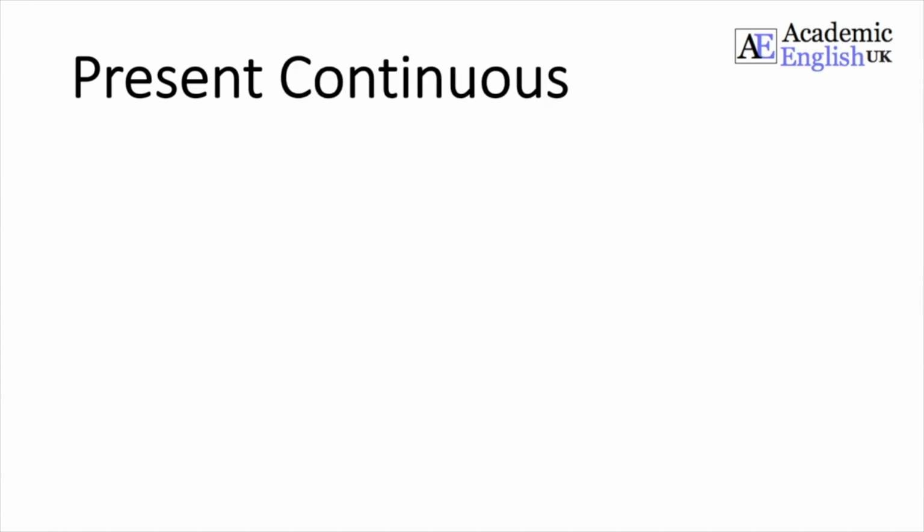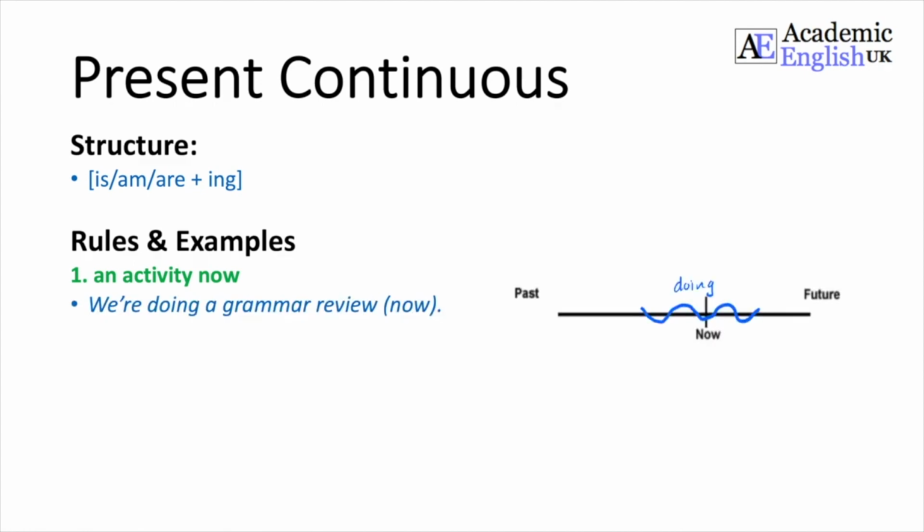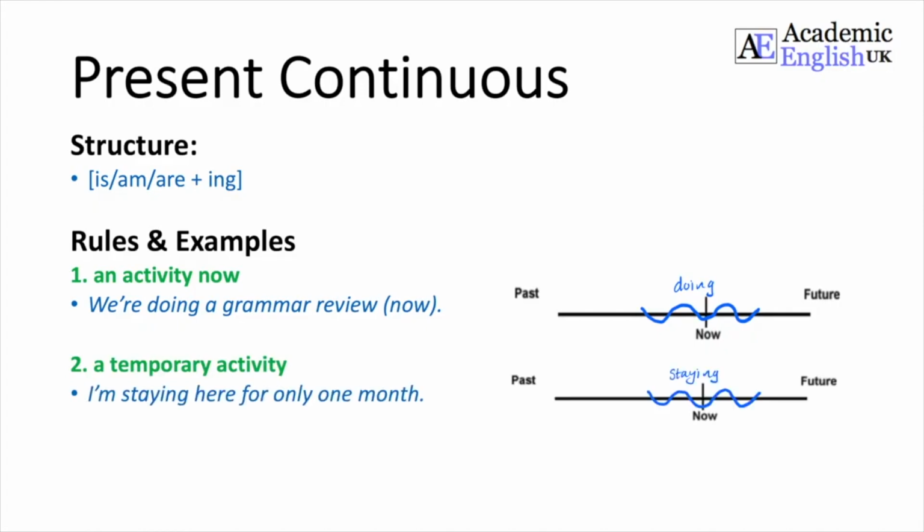Okay, moving on to the present continuous. So the present continuous is created using the verb to be, is, am, and are plus ing form. There are three key rules to this tense. Number one is an activity happening now. We're doing a grammar review. Number two is a temporary activity. I'm staying here for only 1 month.